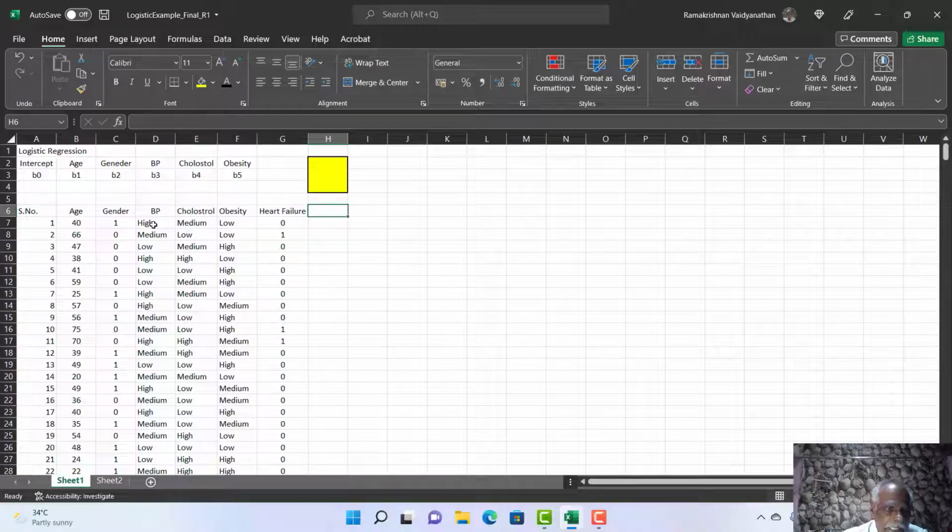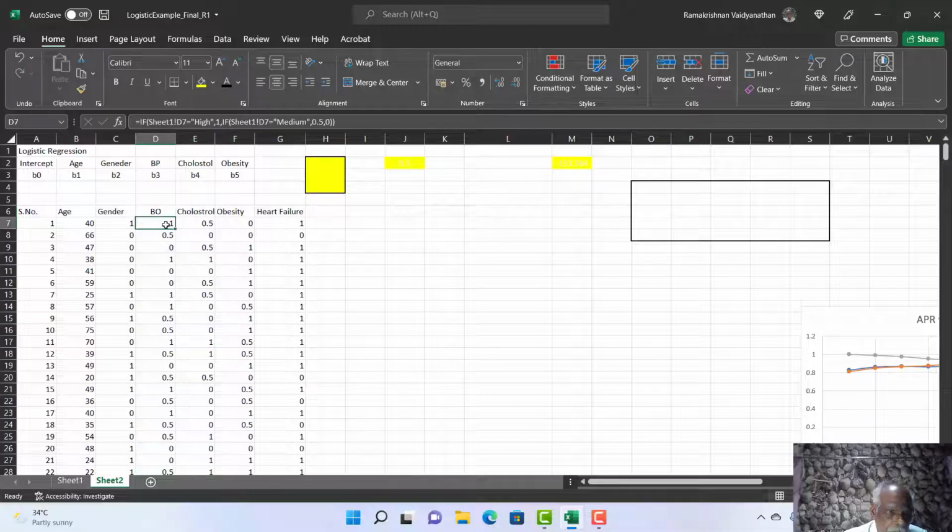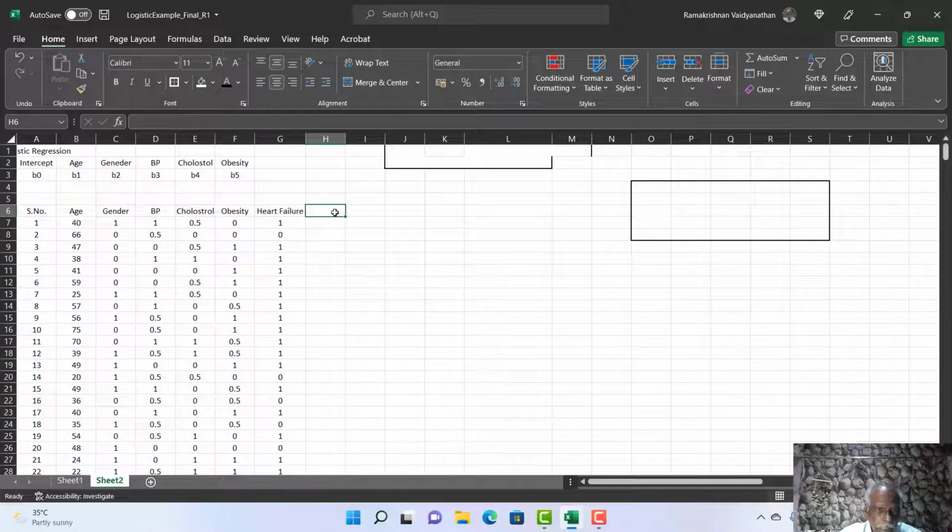If it is high, I will take it as 1. If it is medium, I will take it as 0.5. If it is low, I will take it as 0 here. That is what I have done in sheet 2 using your calculations. See here, I put a condition. If it is high, the value will be 1. If it is medium, value will be 0.5. Otherwise, it will be 0 here. Right? Okay. We will first calculate logit function.